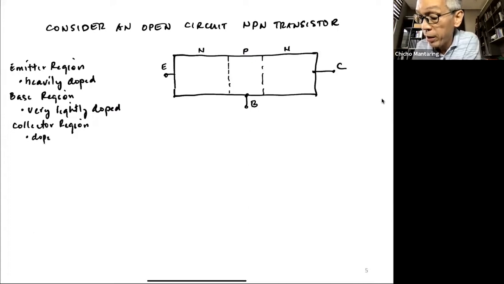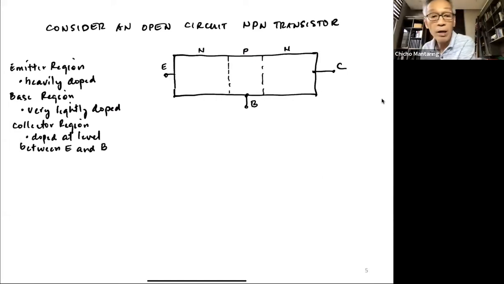So dope at a level between the emitter and the base. So itong emitter region, malaki yung value ng ND, your donor impurity concentration. Dito sa base region, maliit yung value ng NA. Dito naman, the value of ND will be somewhere in the middle of ND here and NA here. In other words, maybe this is a regularly doped semiconductor. Now, what's going to happen? You're going to have two depletion regions. You're going to have a depletion region at the emitter-base junction. I'm going to show it this way.